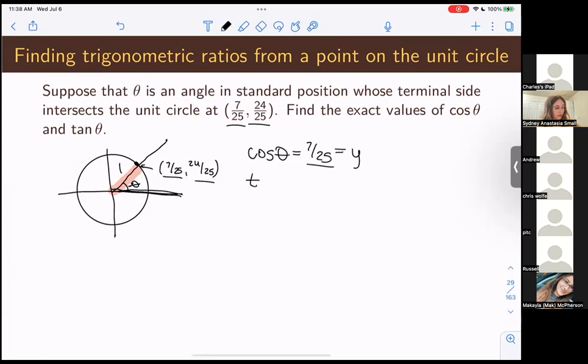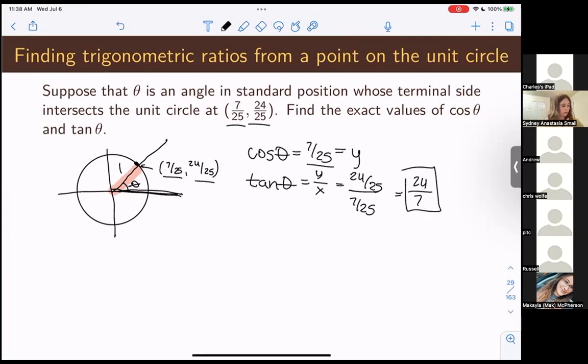And then the tangent of theta is just the y coordinate over the x coordinate, using those formulas from a couple slides ago, which is just 24/25 over 7/25, which, when we divide fractions again, we get is just 24/7. Any questions on how we did this one?